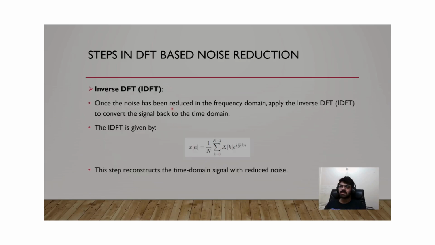So the next step is, once we have filtered out our noise, we apply the inverse discrete Fourier transform on the signal to convert the signal back into the time domain. This is the formula for the inverse discrete Fourier transform here. This step then reconstructs the time domain signal with reduced noise.